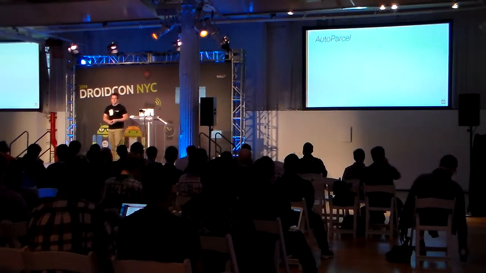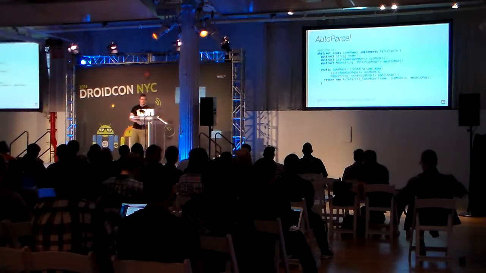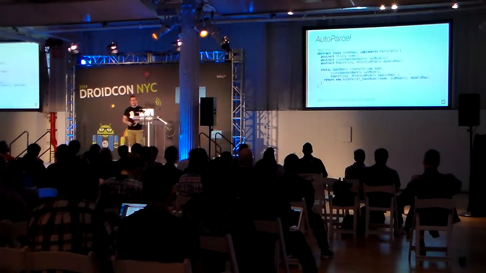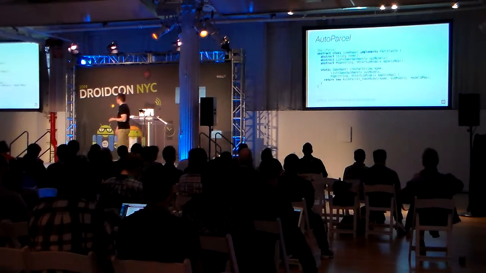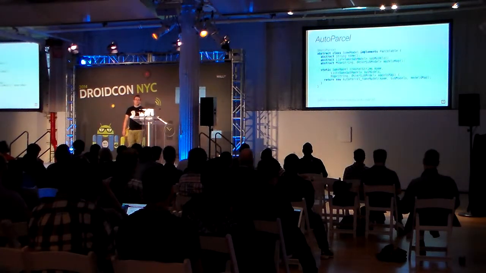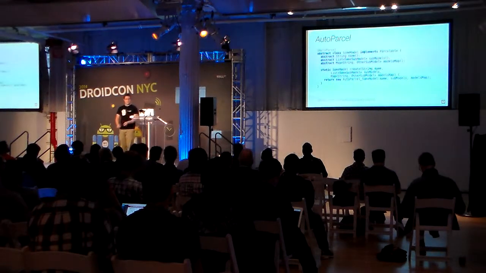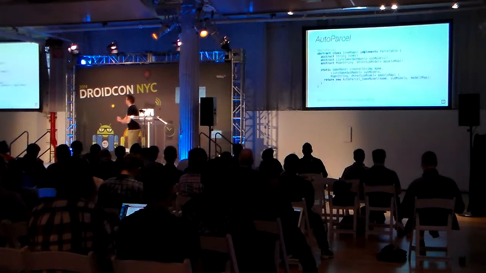There's actually a few of these, but AutoParcel is my favorite. It's basically the exact same thing, except with a different annotation, AutoParcel, and we're now implementing the Parcelable interface. Except since we're an abstract class, we don't actually have to implement the Parcelable interface, because the generated class from AutoParcel is going to implement that for us. So now we have a very easily parcelable bunch of different fields.